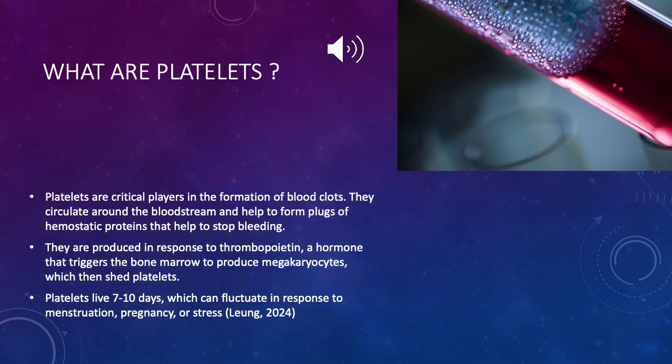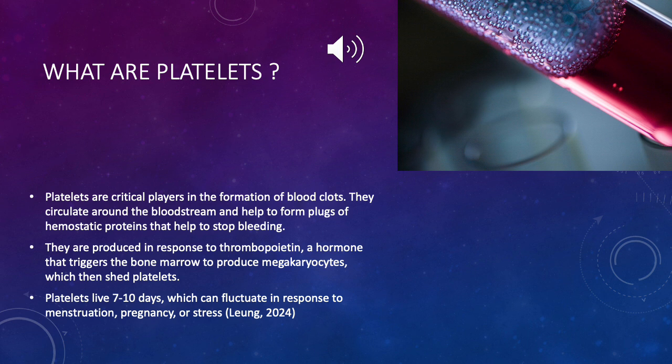As they circulate around the bloodstream, they help to form hemostatic plugs combined with other proteins that help stop bleeding. They are much smaller than red or white blood cells, so they're easier to differentiate when looking at the components of blood, and they help to prevent excessive blood loss when a blood vessel gets injured.